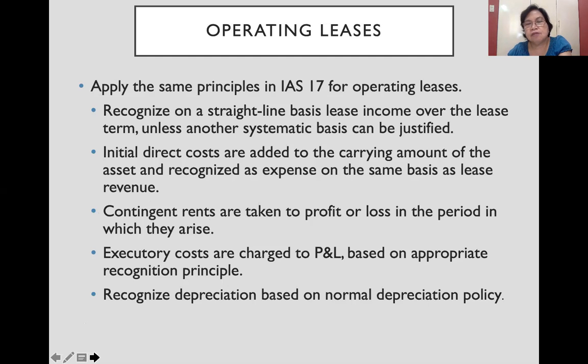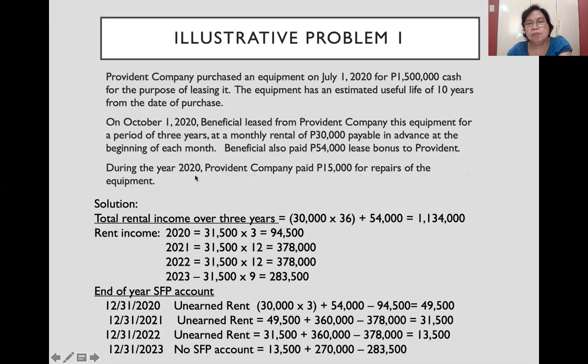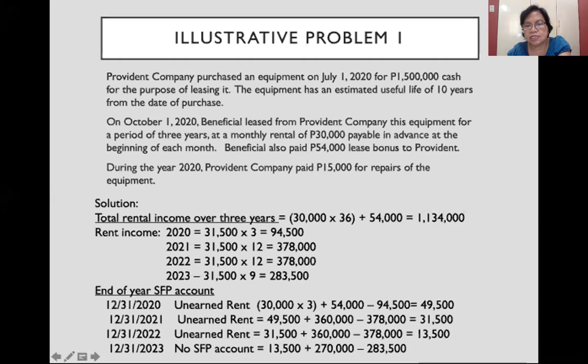Okay, so let us have an example. Provident Company purchased an equipment on July 1, 2020 for $1,500,000 cash for the purpose of leasing it. The equipment has an estimated useful life of 10 years from the date of purchase.